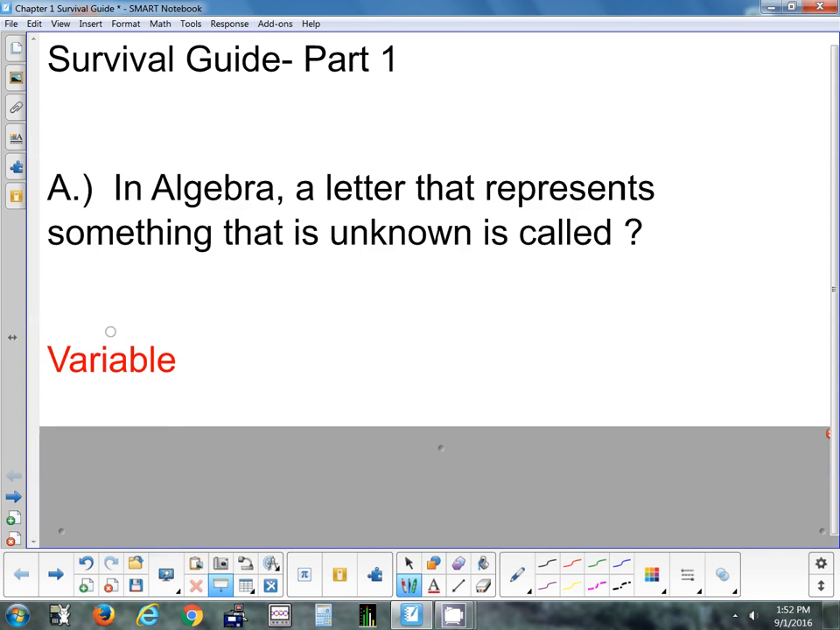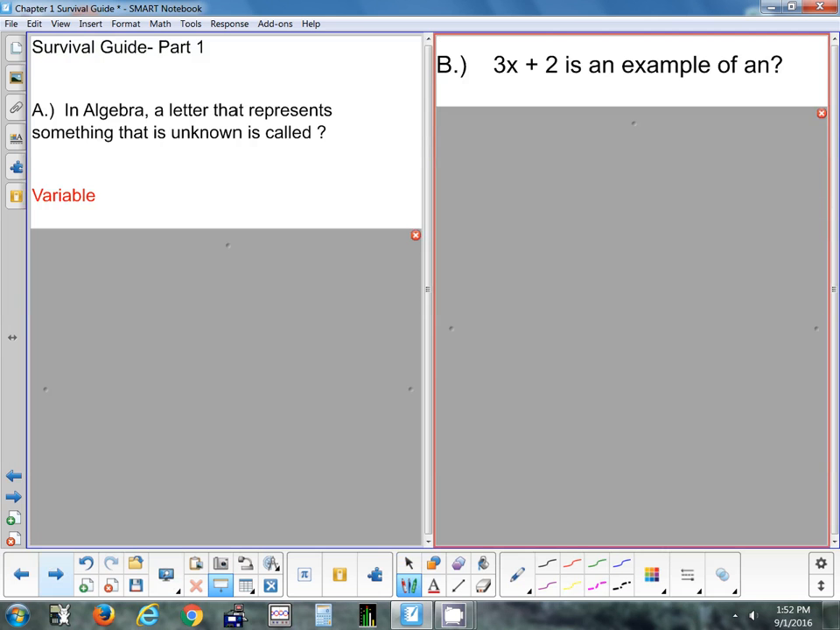All right, let's take a look at the next one. Okay, this one's a little tricky. B. It says 3x plus 2 is an example of an blank. Now, "an" was a hint, because if you put the word "an", the next thing begins with a vowel. If you're not sure, think about what class you're in, and that's kind of the first word here.